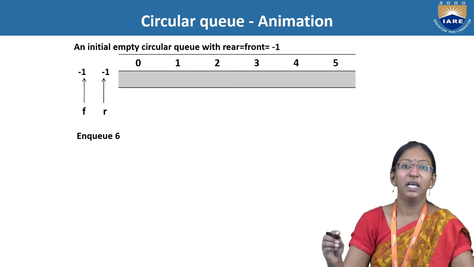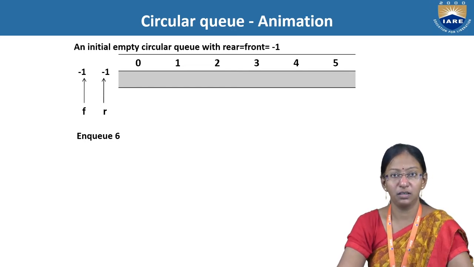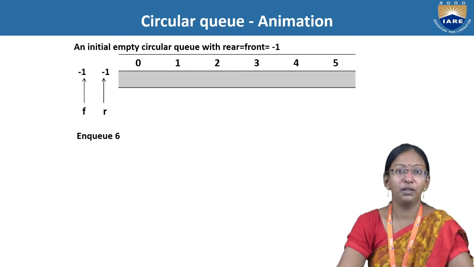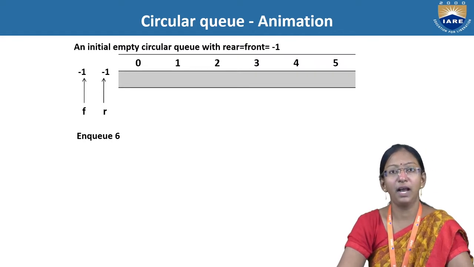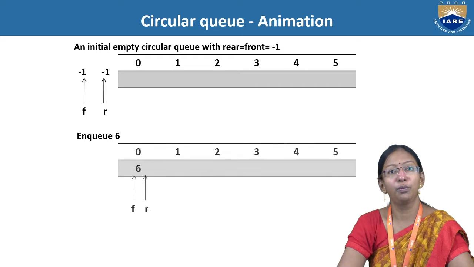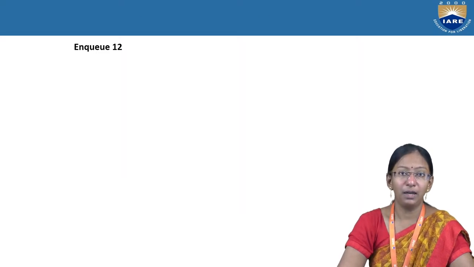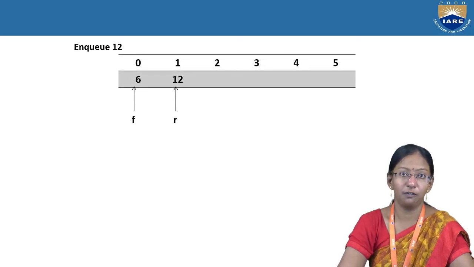Let's see this. Initially, the front and rear in an empty circular queue will be at positions -1 and -1. What will happen if I try to insert or NQ 6? As front and rear both are at -1, both will be incremented and both will point to 6, that is at index 0. Then I perform insertion of 12. In which end are we going to insert? The rear end. So increment the rear, insert the value.